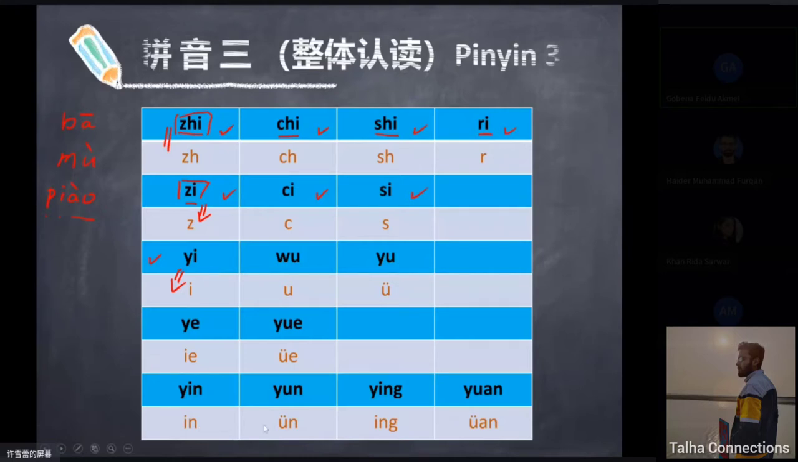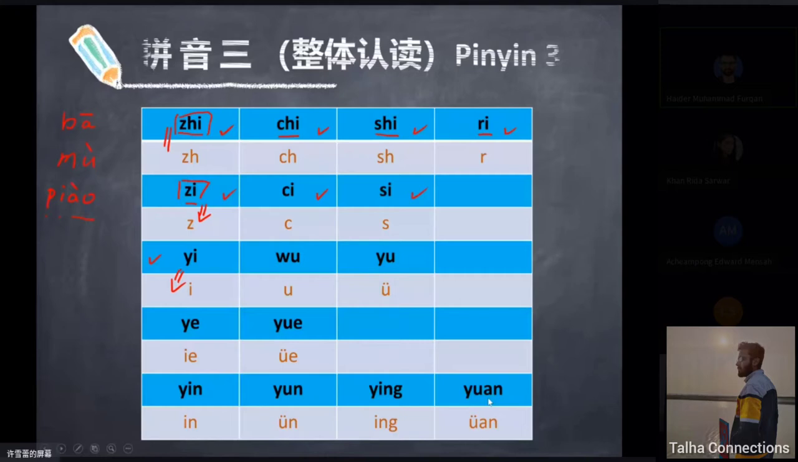Now we have another four. This syllable is pronounced like the final in, yin, the same pronunciation. This one is yun, right? This one is also yun. And this is yin. Also yin. And this is read yu an, so this one is yuan. Separately it is yu an, and when we read it faster, it becomes yuan. So the same, yuan.